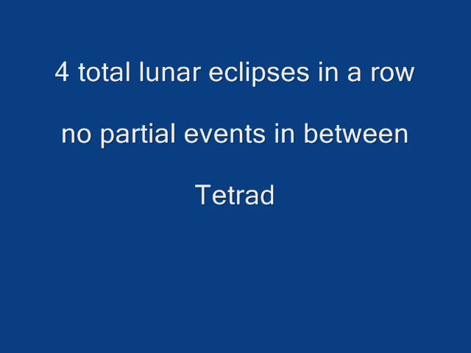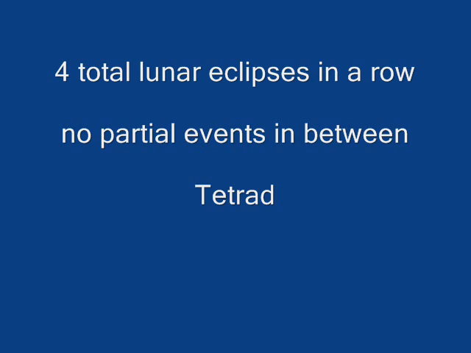Let's take a look at the science behind these blood red moons. Let's start with a definition. If you have 4 total lunar eclipses in a row, with no partial lunar eclipse events in between, that grouping of 4 is called a tetrad. And these groupings of 4, these tetrads, have occurred throughout history. Not frequently, but they have occurred. And when they occur, they have somehow gotten the moniker blood red moon. I'm not sure where that even comes from.